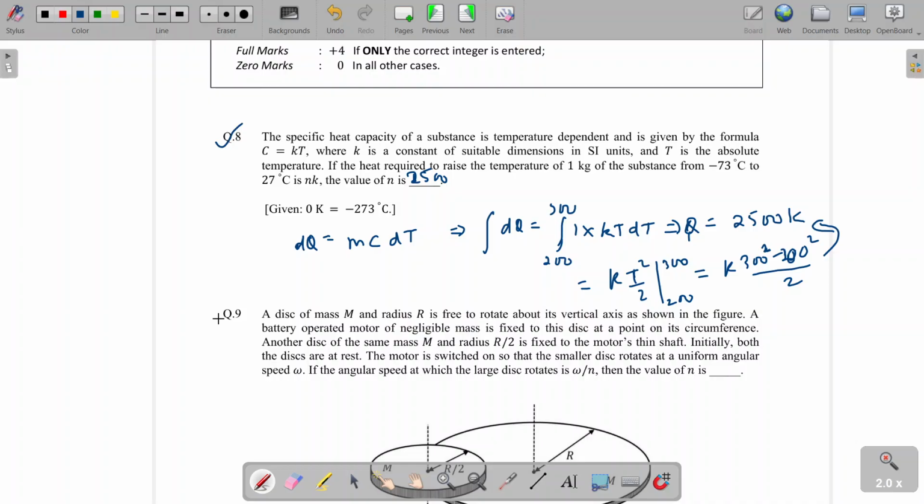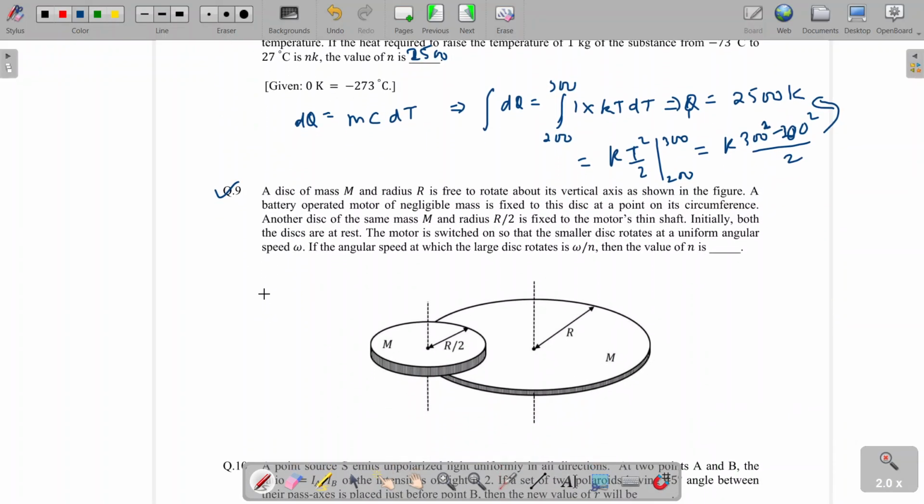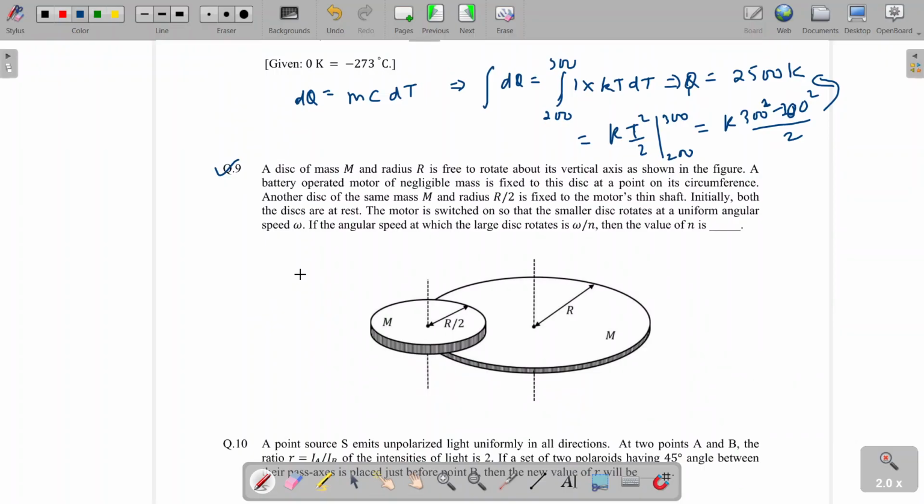Side by side, we also want to do question number 9, or at least we want to discuss what the principle is. So we have a disk of mass m and radius r. It is free to rotate about its vertical axis, and there is a battery operated motor which is fixed to the disk at a point on its circumference. Initially, both the disks are at rest. Now, as the motor is switched on, the disk rotates at an angular speed omega. If the angular speed at which the disk rotates is omega by n, what is the value of n?